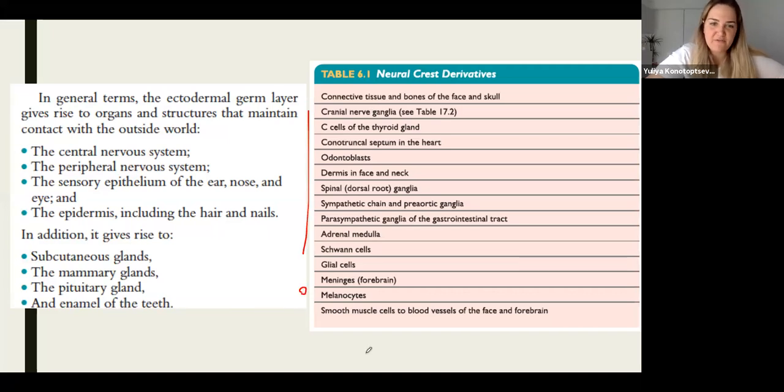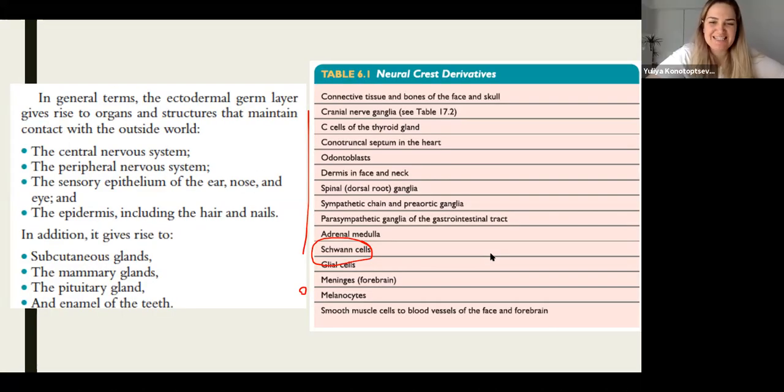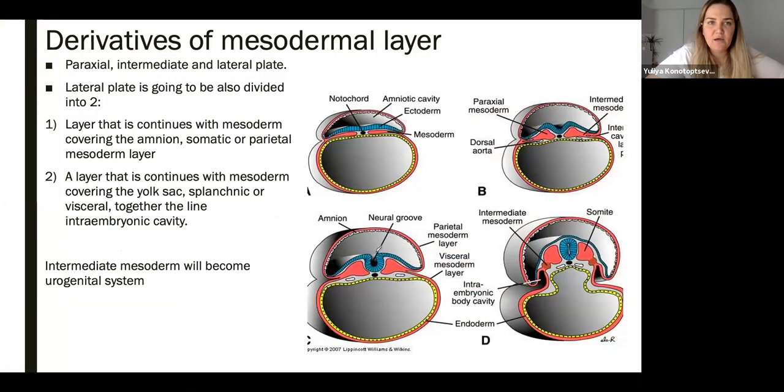All you have to do is read them through, but typically they talk about Schwann cells. In the exam, you will see that Schwann cells arise from the neural crest cells. Everybody knows what Schwann cells are? What do they do? These are the cells that myelinate the nerves. Exactly, and myelination is needed for faster action potential. So if I don't have it, I'm a vegetable, basically. So Schwann cells are very important.